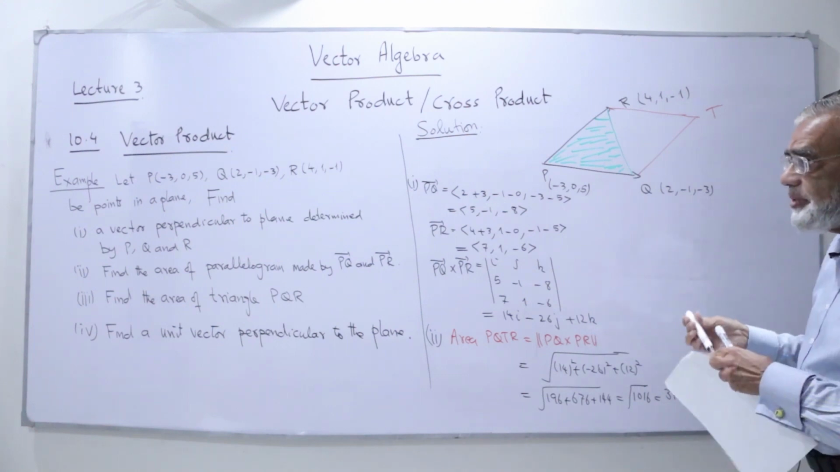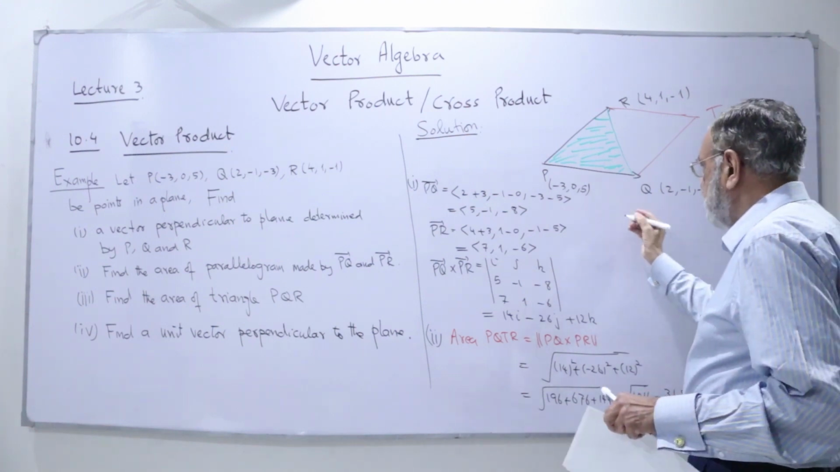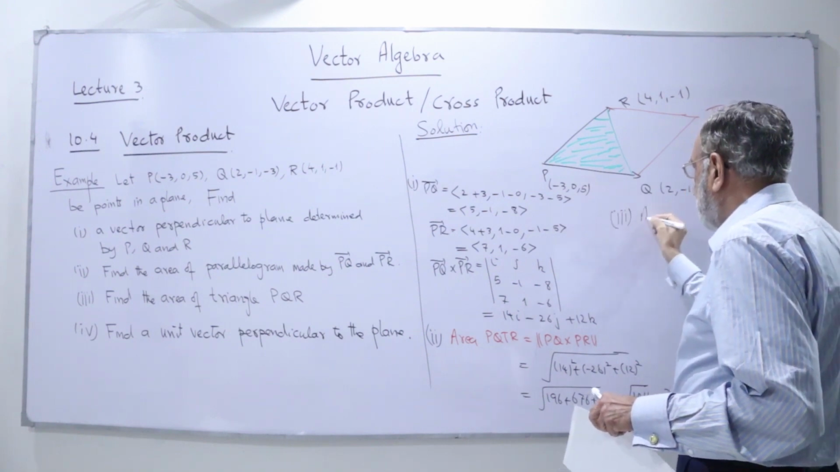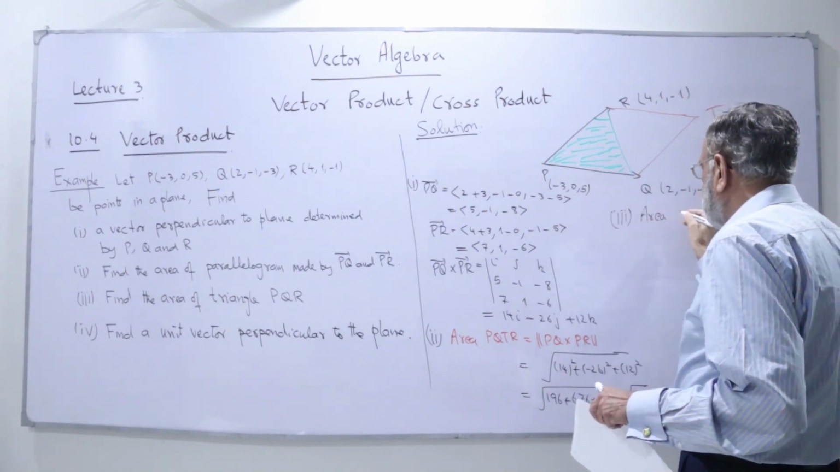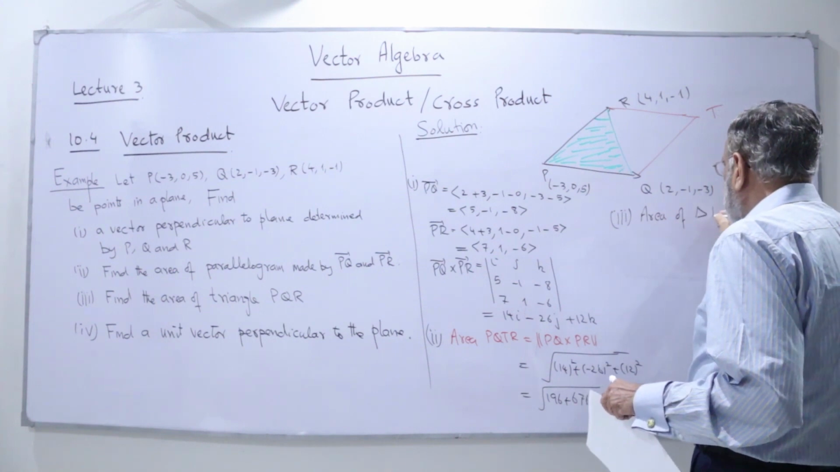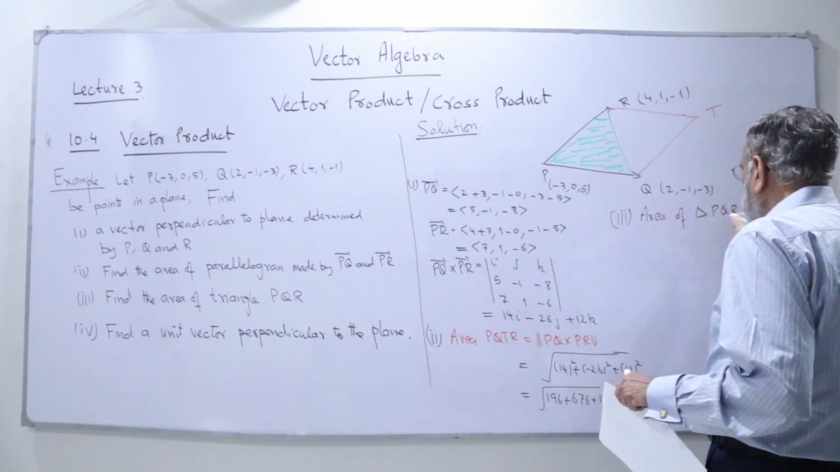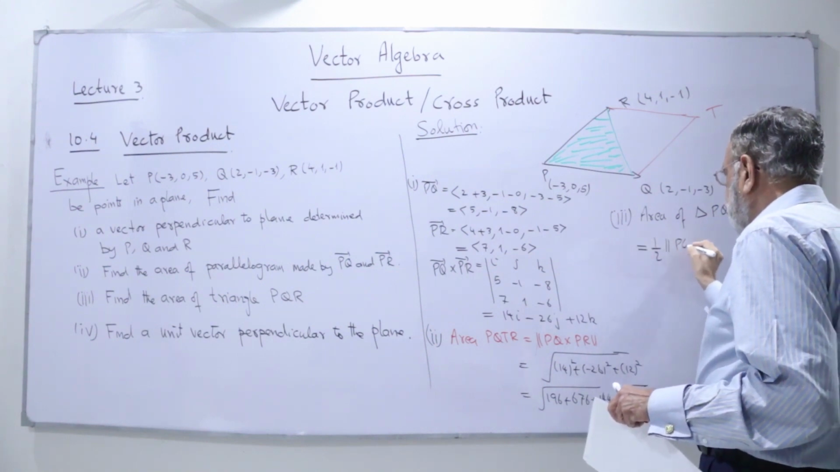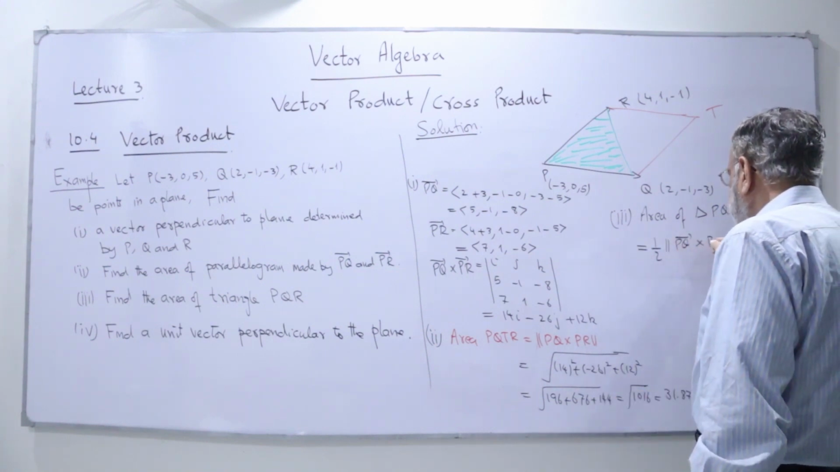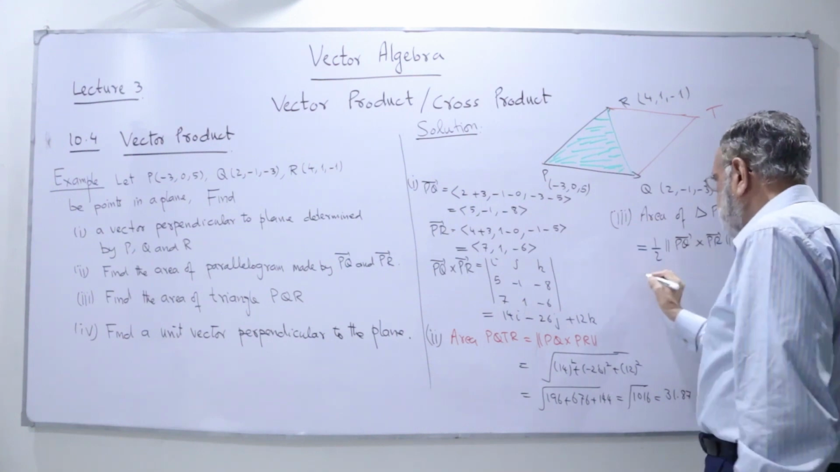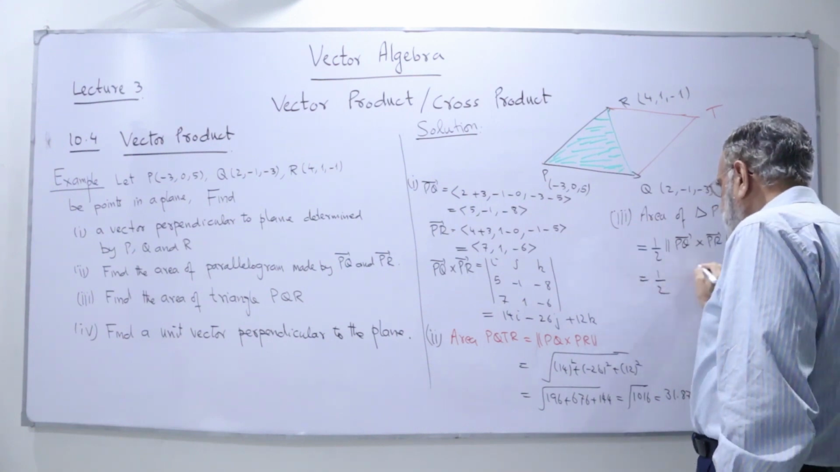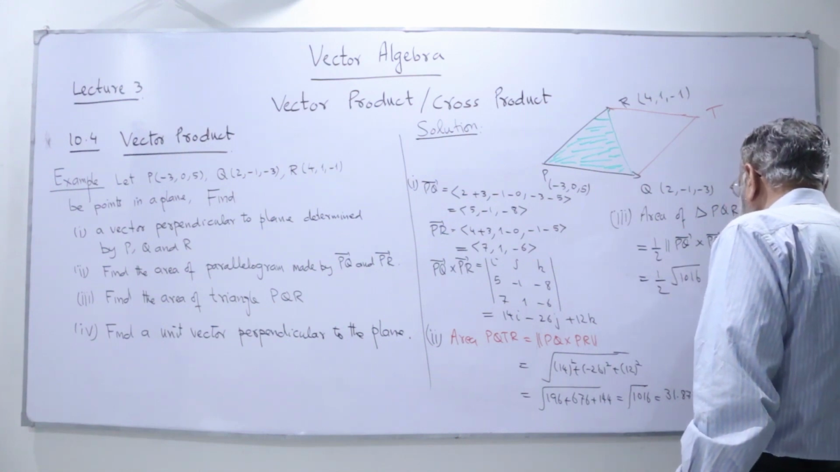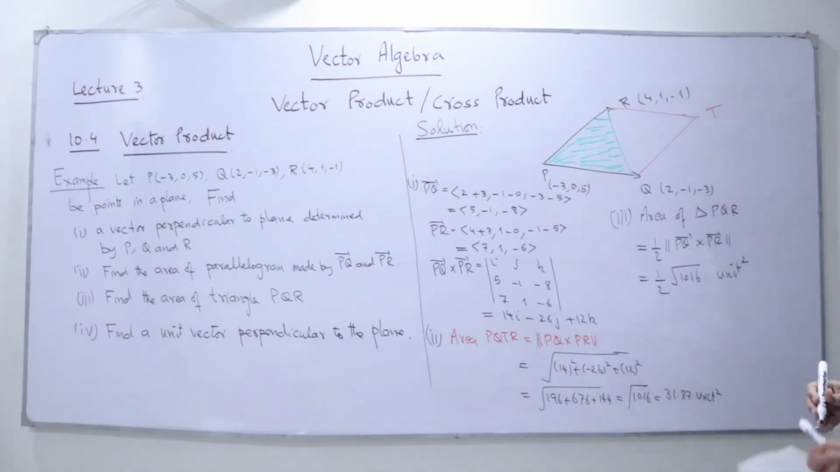So I can very easily say that the area of the triangle PQR, number 3, is equal to half of the area of the parallelogram PQ plus PR. I have calculated this one. This is half of the root of 1016. Again, this is unit square because the area. So this was number 3.